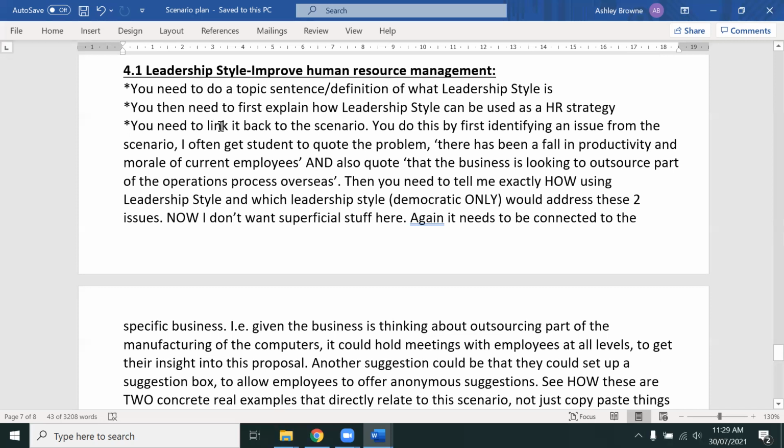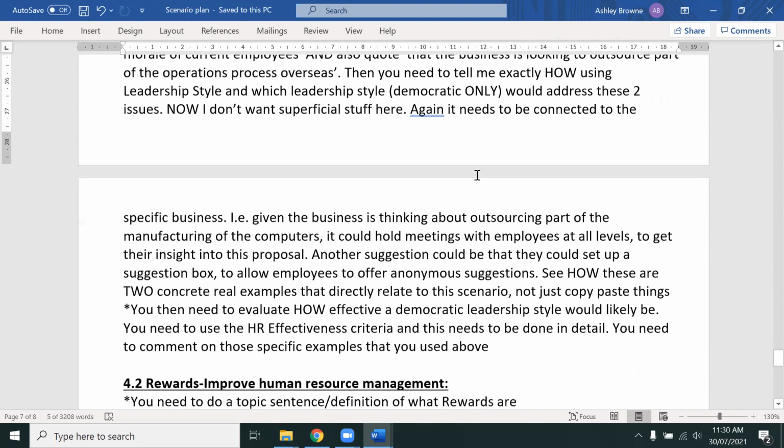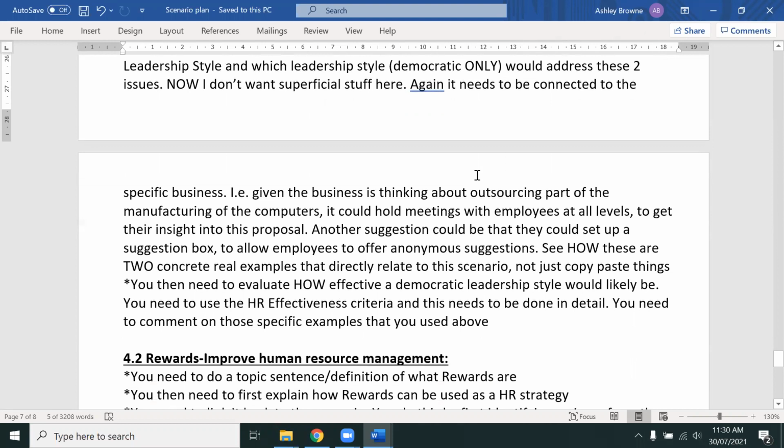As I said, you need to link it back to the scenario by quoting specific issues. This one and that one. Then explain to me, how does a democratic leadership style address this and address this? So talk about this addressing this first quote. Then talk about how democratic leadership style will address this quote. So do them separately, one after each other. All right. I want you using the name of the business, and I want you to be able to use the type of products they're making and the situation they're in.